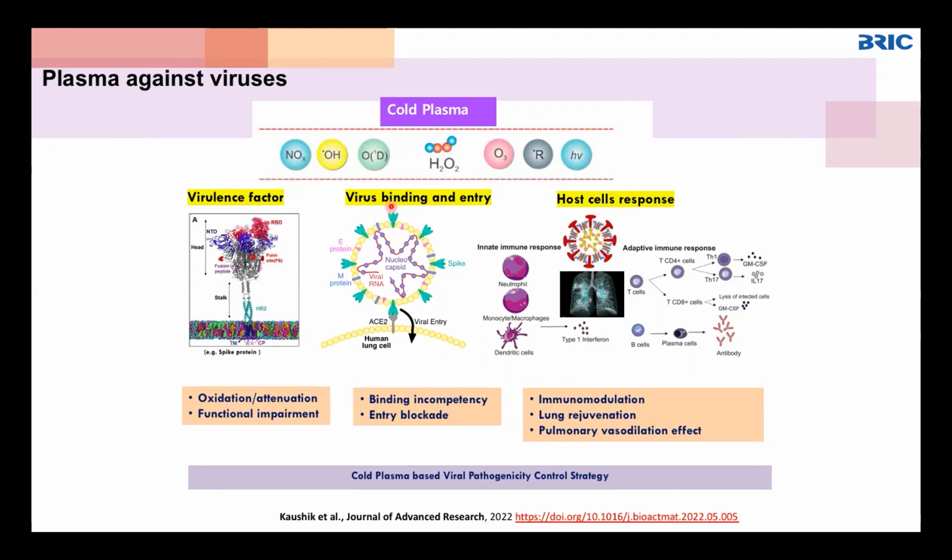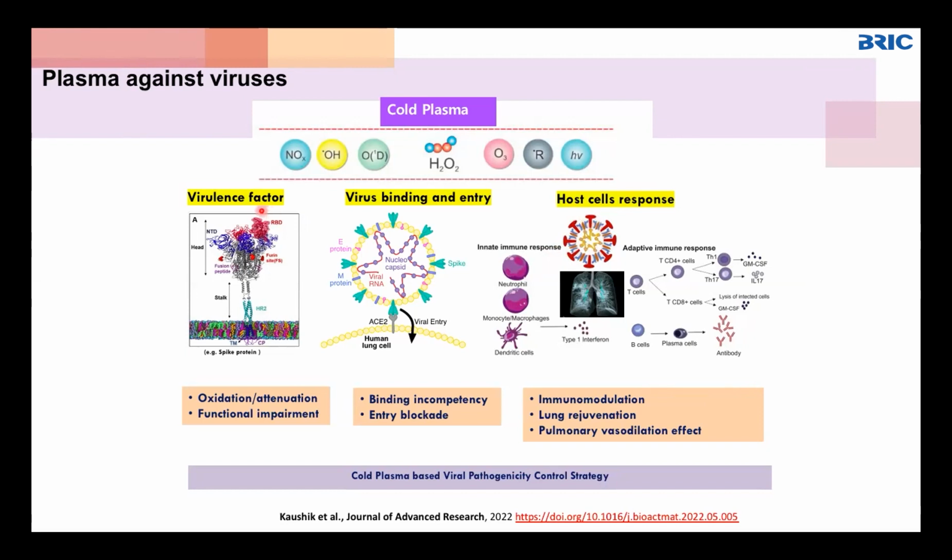Can we block virus binding and entry to the human host cells? That was our second question. And the third important topic was host cell response. Can we control the host or human patient's immune system, or can we control immunomodulation during virus infections, or control blockage of blood vessels or blockage of the heart or many other side effects during the virus infection by using plasma?